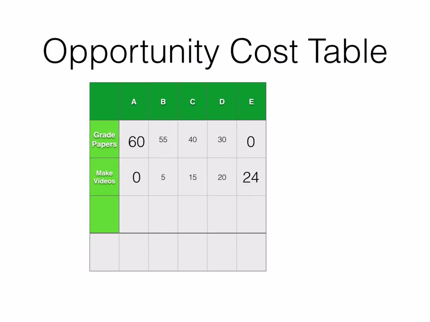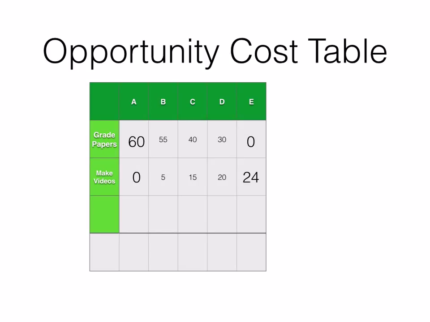So if I say, okay, I'm going to make 15 videos today, what's the opportunity cost? The opportunity cost is what you've lost. I could have been grading 60, but I chose to make 15 videos. So I could only grade 40 papers. So 60 minus 40 is 20. I lost 20 papers. What if I make 20 videos? 60 minus 30 is 30. My opportunity cost is 30. So the question would look like this.